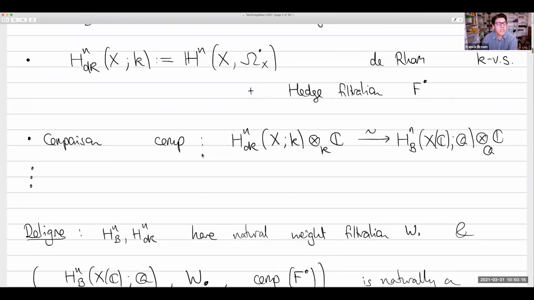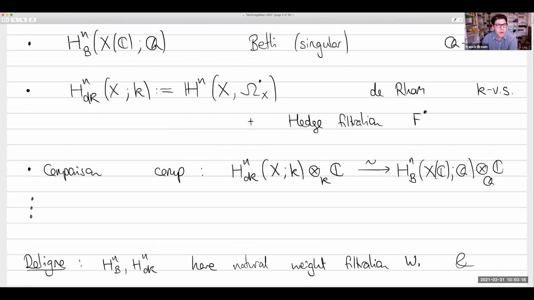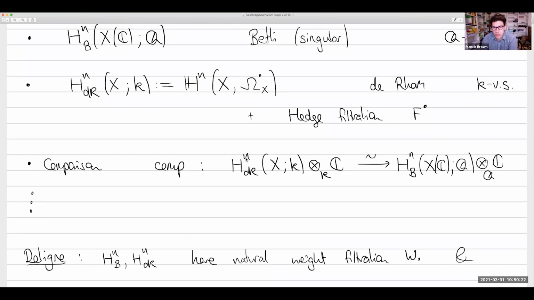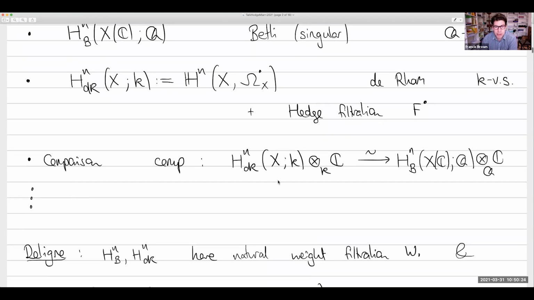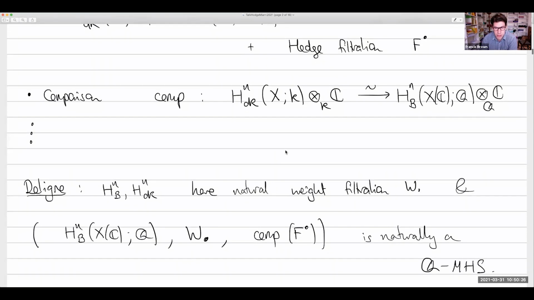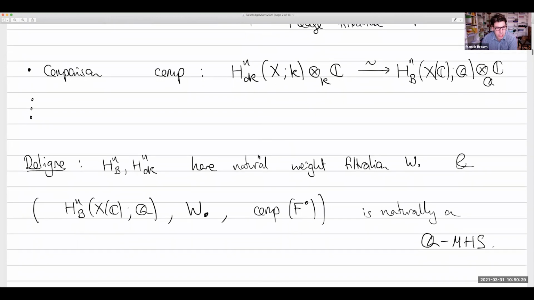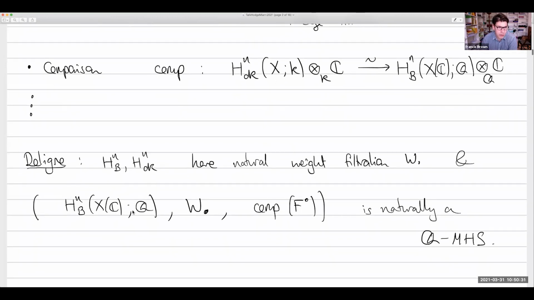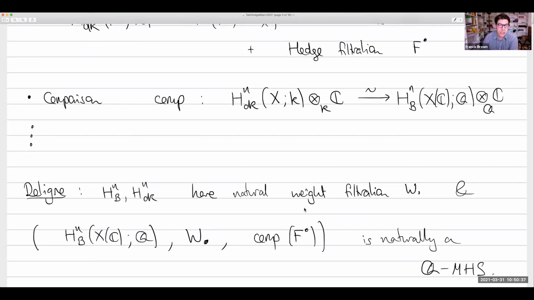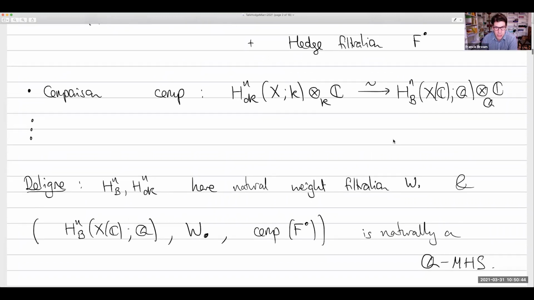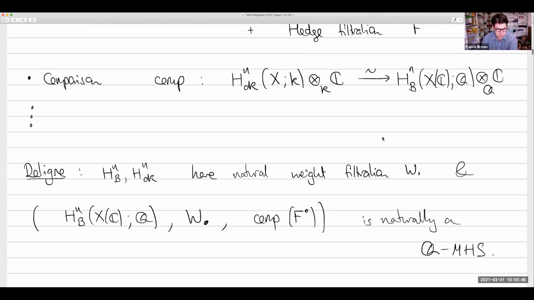That means, in particular, that the Betti cohomology and the de Rham cohomology have a weight filtration, and that weight filtration is compatible with the comparison isomorphism. It's respected by the comparison. And so what we can do is to look at the Betti cohomology with the induced weight filtration and the Hodge filtration transported from the de Rham cohomology onto the complexification of Betti via the comparison. And that's naturally a Q mixed Hodge structure.